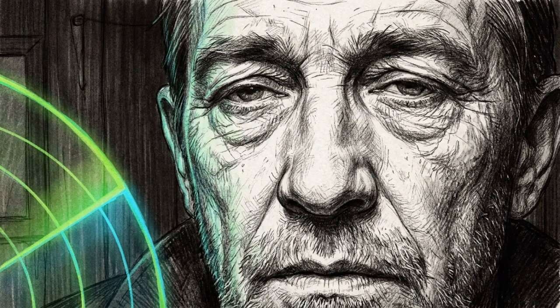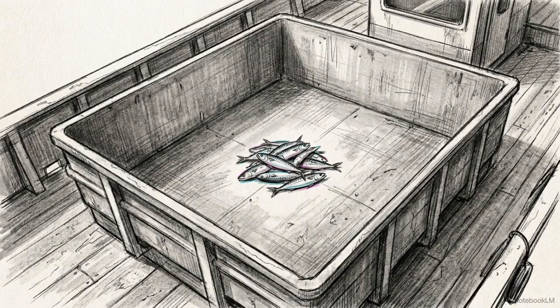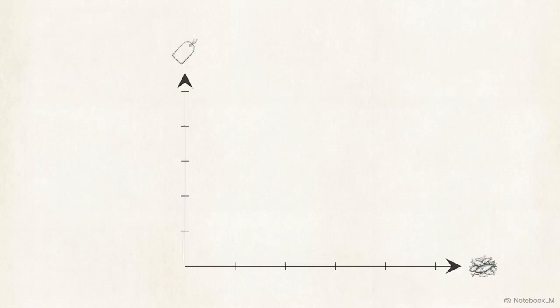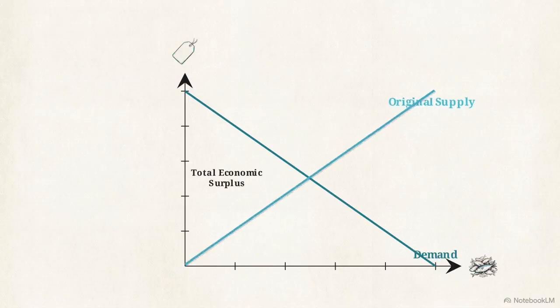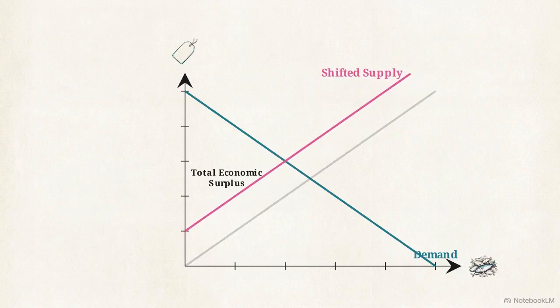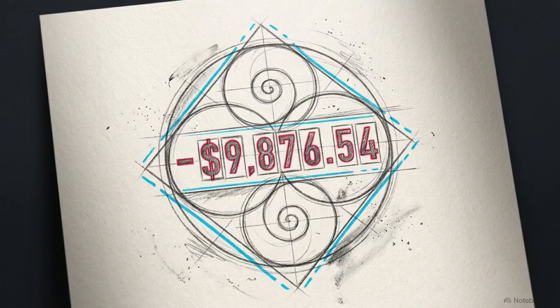The secondary effect hits the market floor. Fewer fish available forces consumers into bidding wars, aggressively driving up the retail price. The precise economic damage caused by the pollution is calculated by subtracting the new restricted surplus from the original healthy surplus. This mathematical difference, the lost geometry on the graph, is the true financial cost of the environmental change. Environmental degradation is a direct, measurable destruction of human economic value.